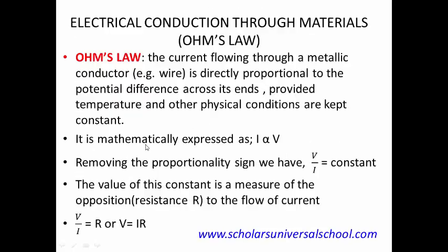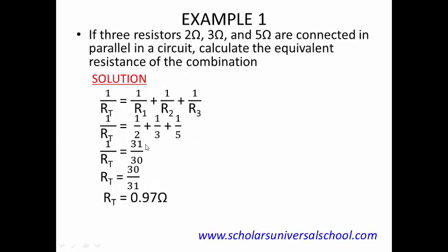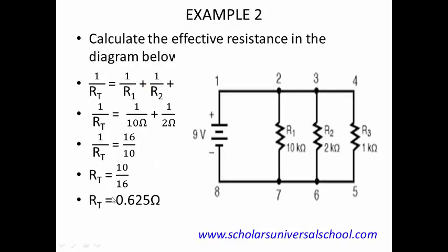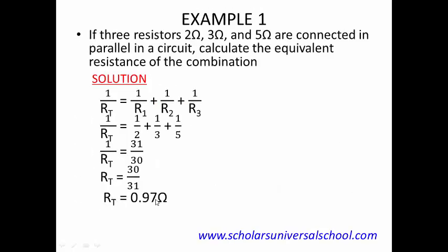Now solving this out, we see that the LCM is going to be 30, and the addition of this will give 31 over 30. Now the total resistance that we are looking for is not 1 over RT, but RT. So we will find the reciprocal of this 1 over RT, which is RT, and we'll do the same thing to this side. So we'll have 30 over 31. Now the total resistance offered to the flow of current in this circuit is 0.97 ohms.